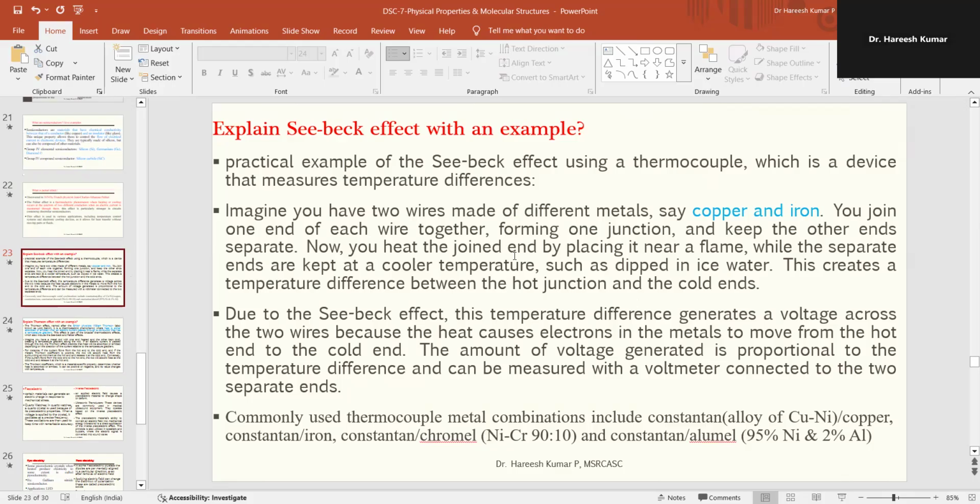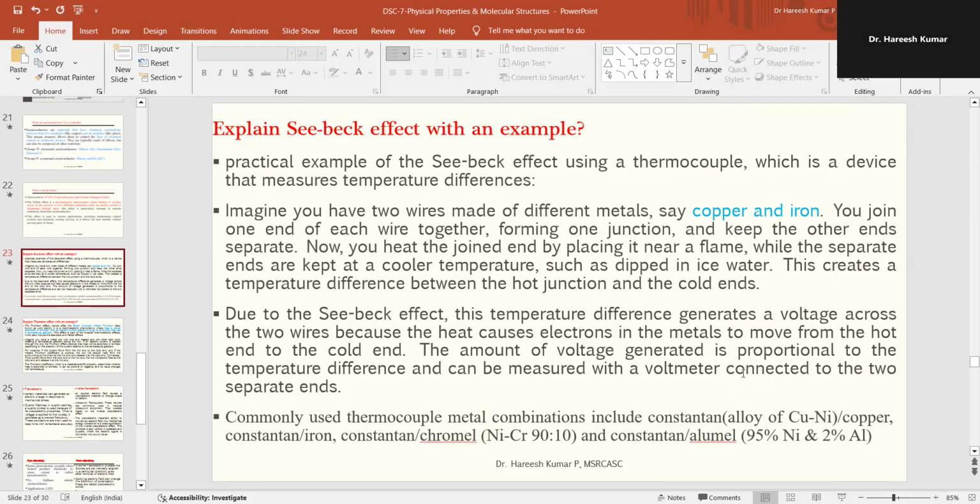Now you heat the joined end by placing it near a flame, while the separate ends are kept at a cooler temperature, such as dipped in ice water. This creates a temperature difference between the hot junction and the cold ends. Due to the Seebeck effect, this temperature difference generates a voltage across the two wires because the heat causes electrons in the metal to move from the hot end to the cold end.